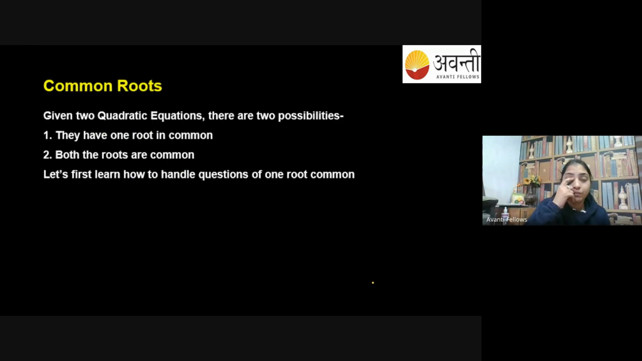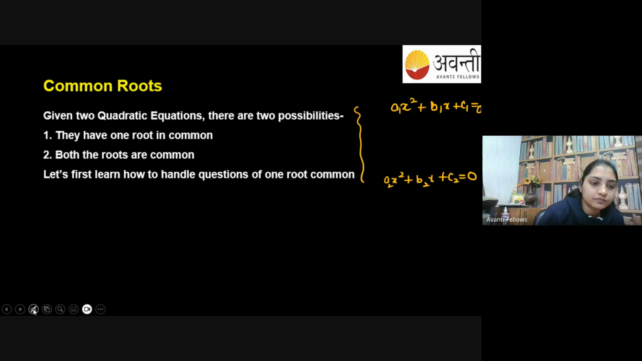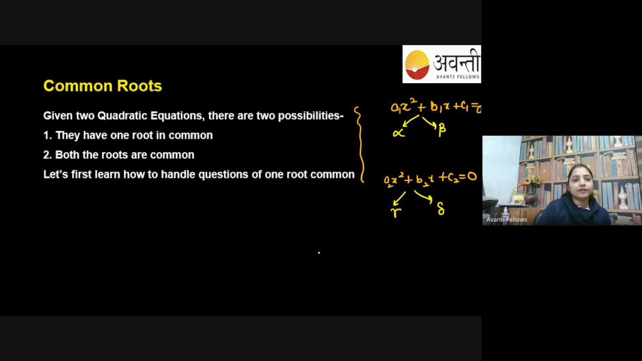So now a very important topic, that is common roots. Dear friends, let's have a story. I have two equations. One is a1x square plus b1x plus c1 equals 0, and another equation is a2x square plus b2x plus c2 equals 0. If this has two roots, alpha and beta, and this equation also has two roots, let's say gamma and delta.